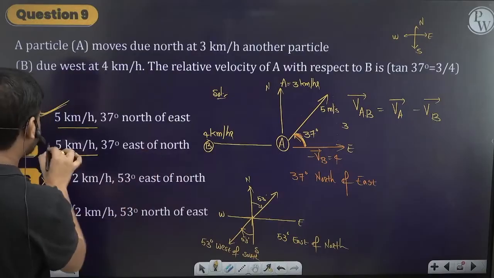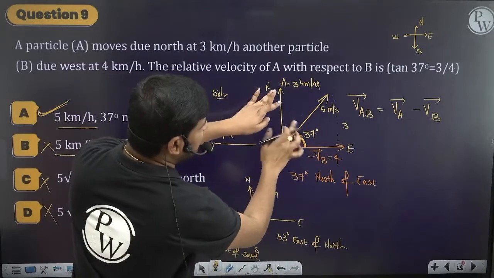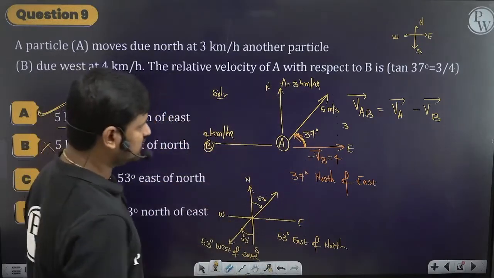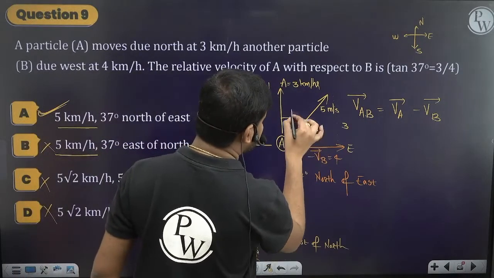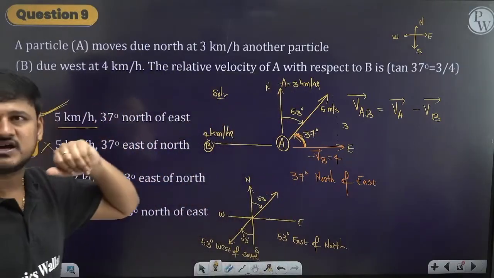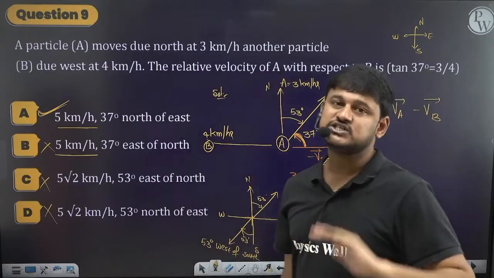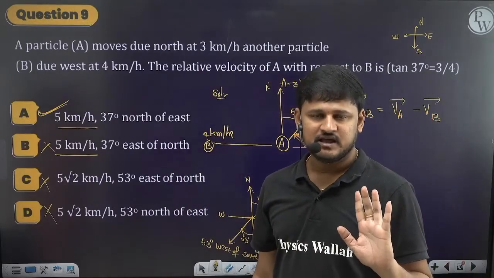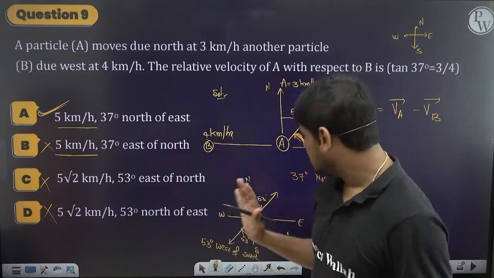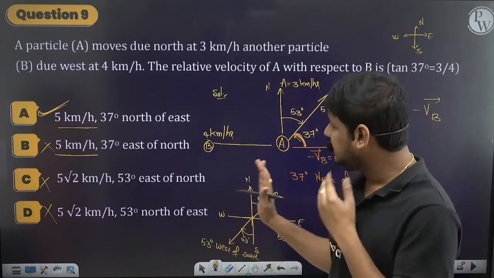So not east of north. East of north means it should come towards east. So if this angle is 37, we say this one, right? Or else you can say 53 degrees east of north; if they give that option, that is going to be correct too, guys. Clear? Understanding the concept? Just the basic things. So this is just the introduction to relative motion in 2D.